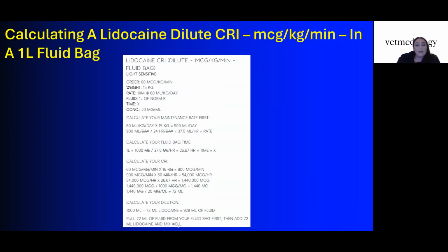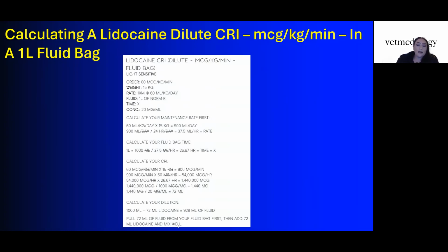60 mics per kg per minute times 15 kgs equals 900 mics per minute. 900 mics per minute times 60 minutes an hour gives us 45,000 mics an hour. 45,000 mics an hour times 26.67 hours is 1,440,000 mics.